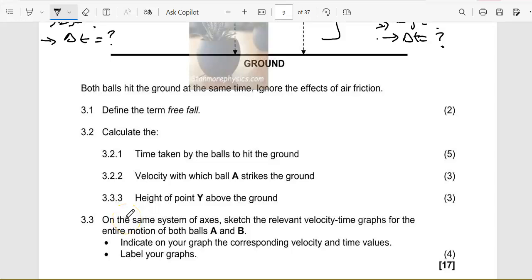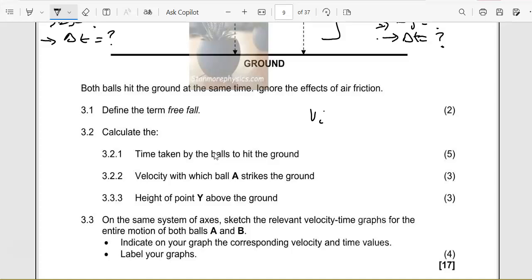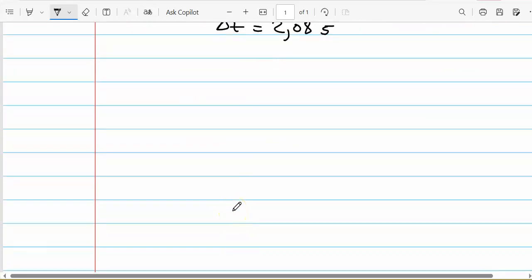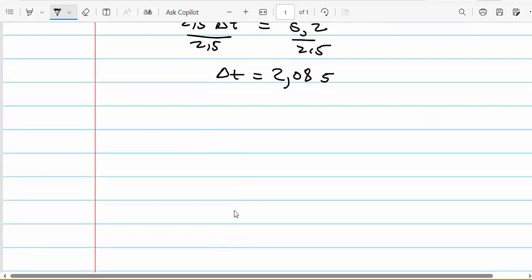Time. Initial velocity, v initial, plus acceleration times time. This is the formula that you use. Okay, let's write down the formula. You said for 3.2.2, v final will be v initial plus a delta t.